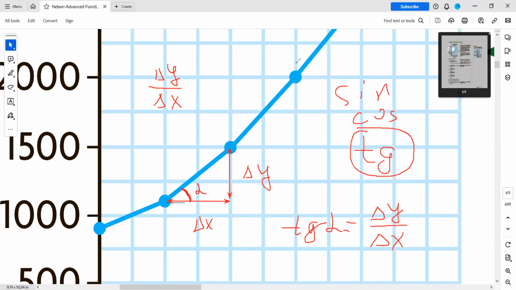Can I clear the desk? Thank you. So, moving on.